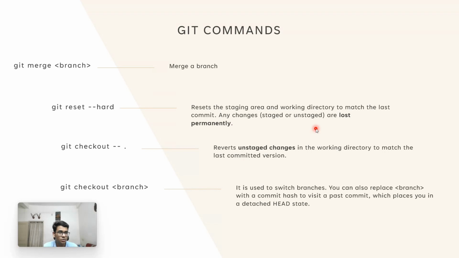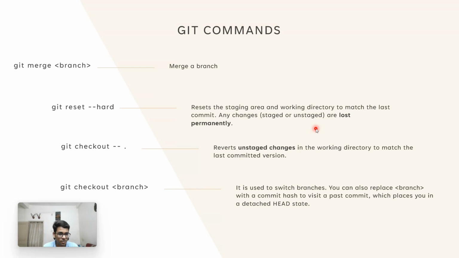While the git checkout -- . command reverts all the unstaged changes, the changes that have already been staged would be kept. The git checkout branch command is used to check out a different branch, which means to switch between branches, or we can also use the commit hash, which I would be covering later.